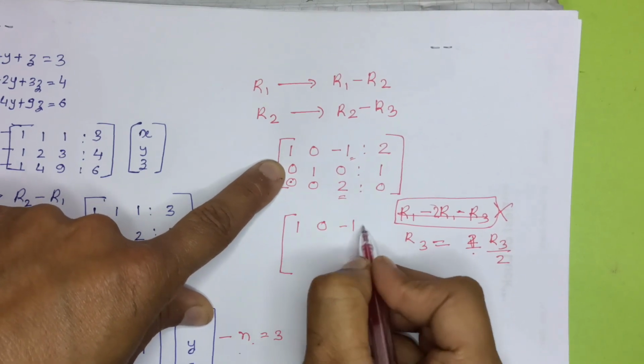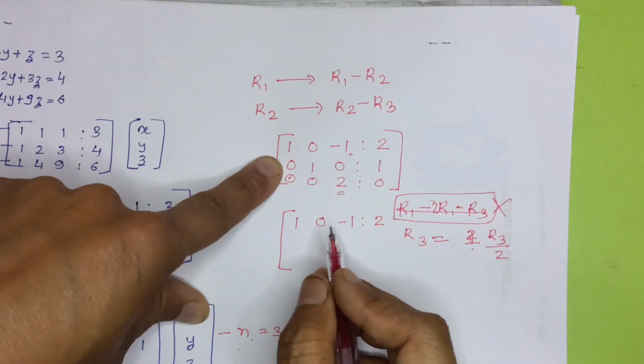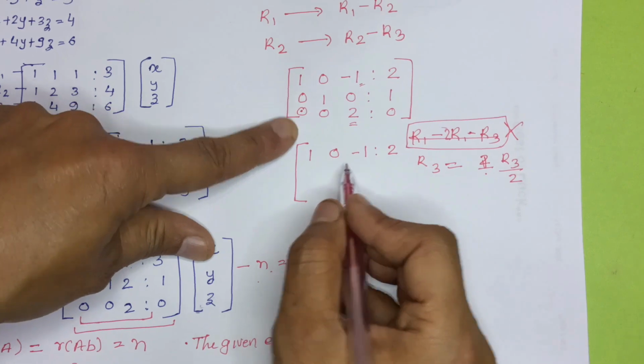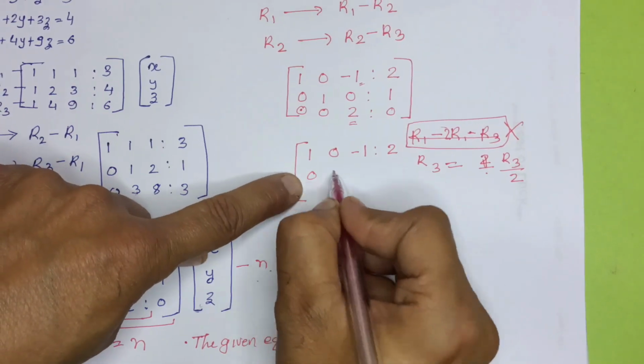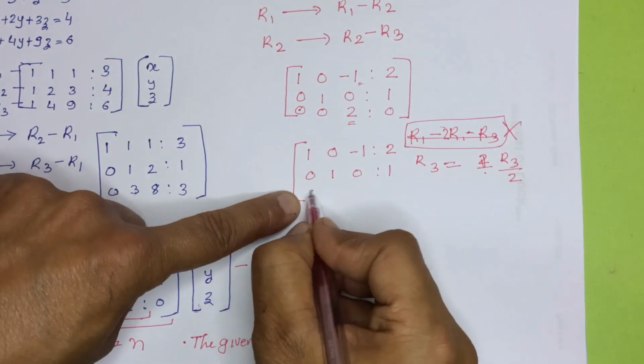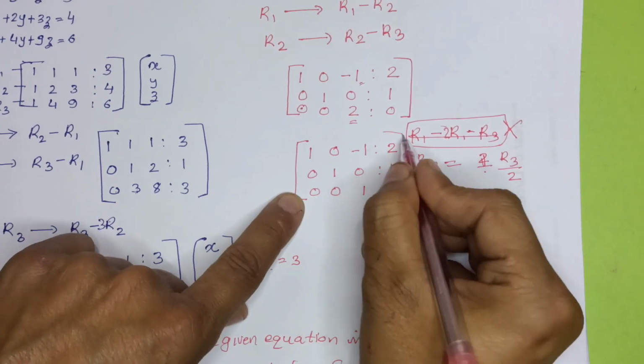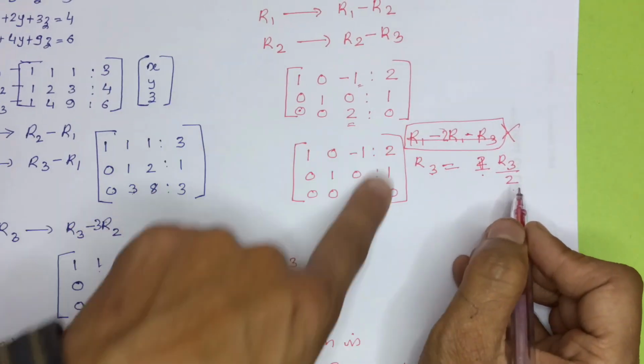Let me write the same. So here we get 2. Now we already got the answer, but we are trying to find out how to get the xyz values. That's why we are doing this. So here we get 0, 1, 0, 1, and here we get the value 0. How did we do that? R3, we did R3 by 2, so 0 by 2 we get 0. So this is what we get.